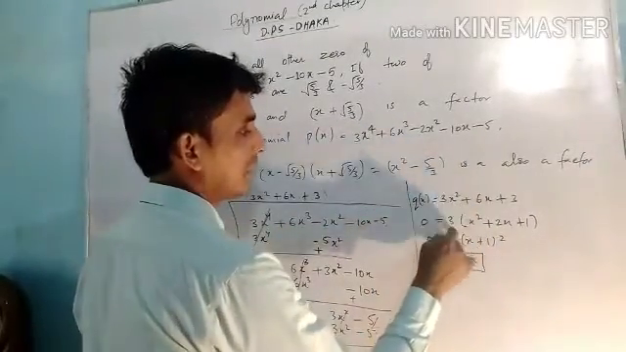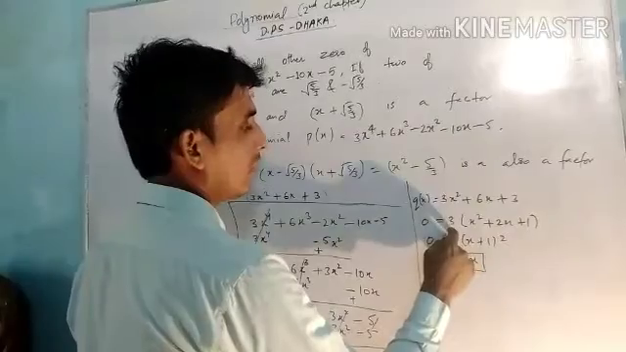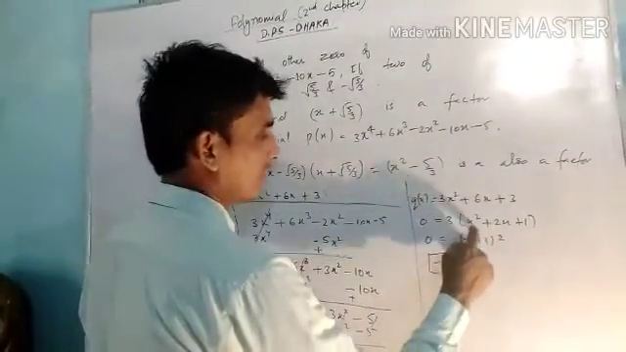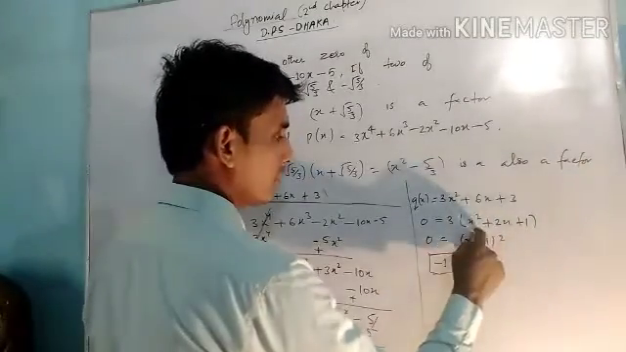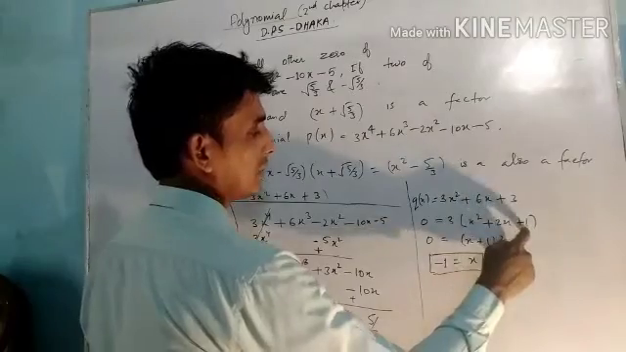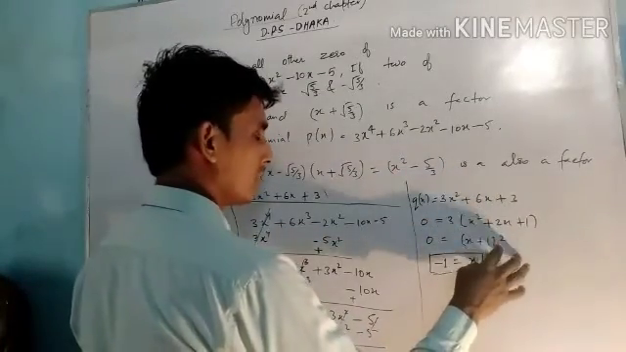Now take common 3. You are getting 3 common, so 3 will be divided here and it will become 0. So we are getting x square plus 2x plus 1, which is x plus 1 whole square, because this is a square, this is b square, and this is 2ab. So x plus 1 whole square.